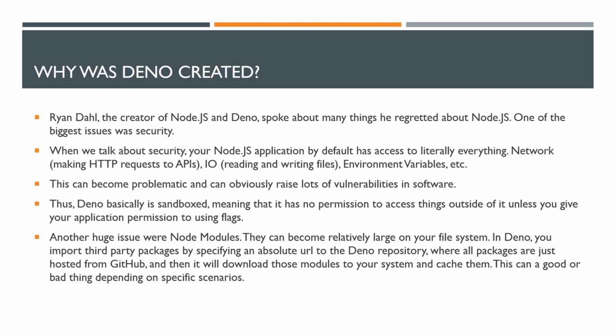And another huge issue were node modules. They can become relatively large and take up so much space in your file system. In Deno, all you need to do is import third-party packages by specifying an absolute URL that points to a Deno repository, which is basically hosted off of GitHub, and it will download all those modules to your system and cache them. And this could be a good or bad thing depending on specific scenarios.